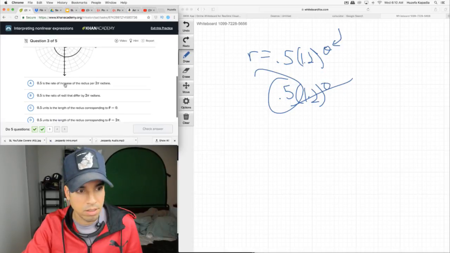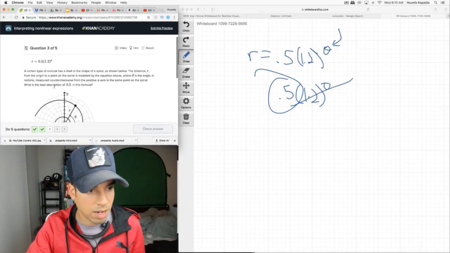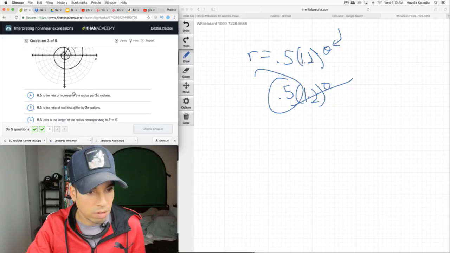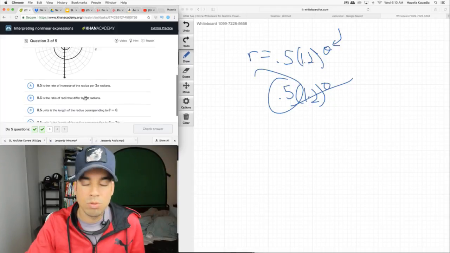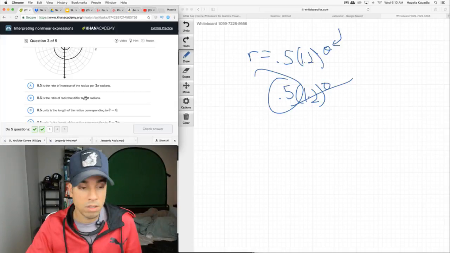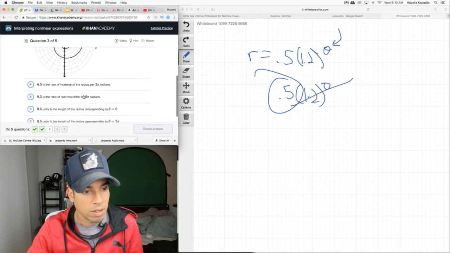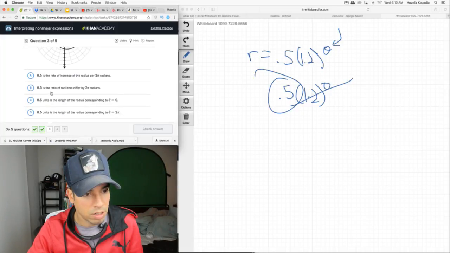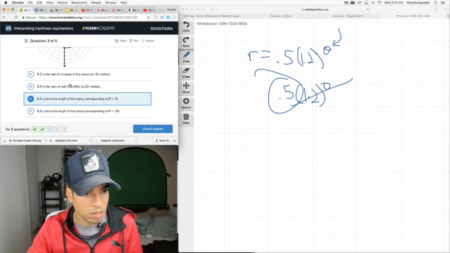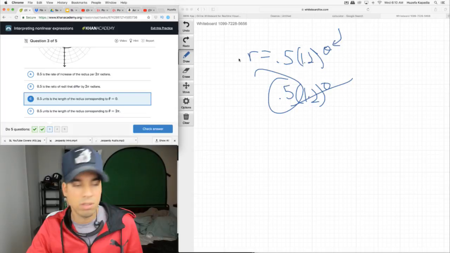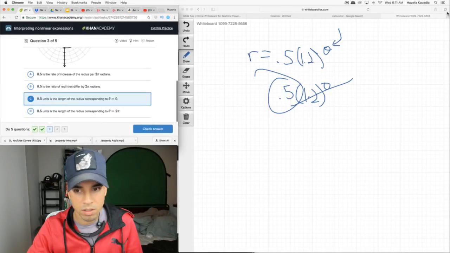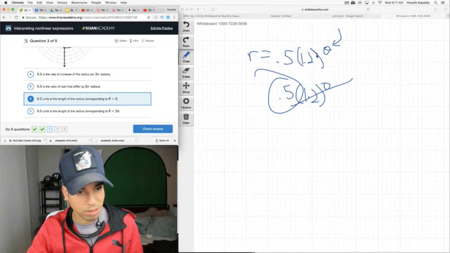It's not a rate. There's no rate of increase or anything, because it's just some constant. It's the ratio of the radii that differs by 2 pi radians. That's not really making sense to me. Okay, this one is the unit length of the radius corresponding to theta equals 0. Yes, that's what it is. This other one I don't even understand. It won't be right, because if we plug 2 pi in, we'll clearly get something else. It'll be 1.2 to the 2 pi, which is like the 6th power, a much bigger number. So this should be correct, and it's correct.